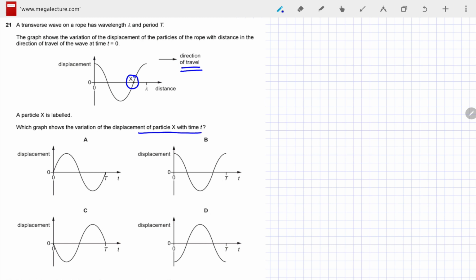We know that the particle x is at the position where displacement is equal to 0, so that means B and D cannot be the correct option, because the displacement is non-zero in both these cases. And what about A and C? Well, we know that the wave is traveling to the right, so the initial movement of the particle must be downwards. So the graph C is the correct option. So it should be downwards like this.